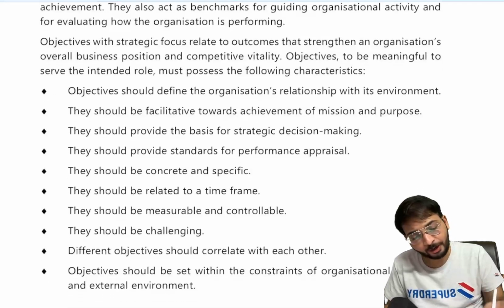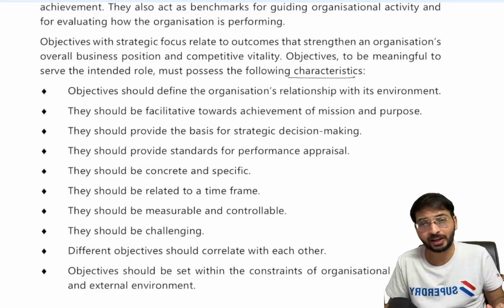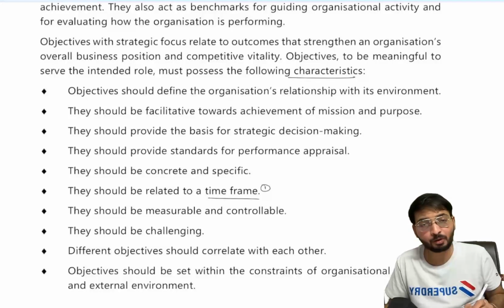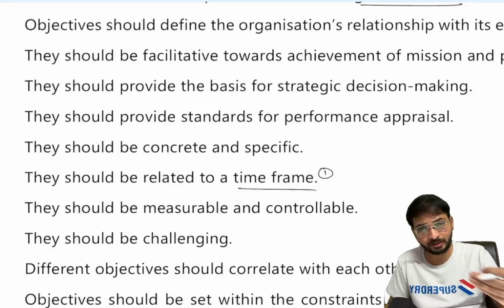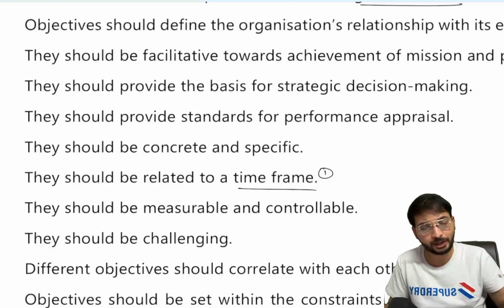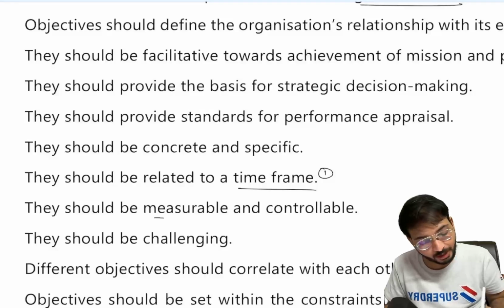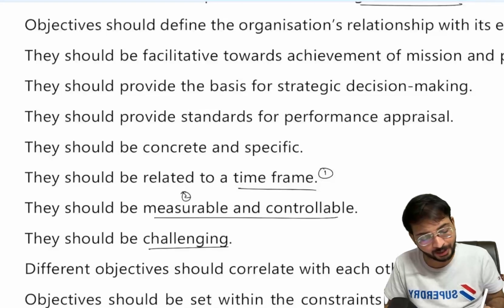So to call something an objective, just like your timetable should have characteristics, an objective also has characteristics. Number one, it should be related to a time frame. Timetable, how will we prepare: today do this, tomorrow I'll do this, the day after tomorrow I'll do this. So that should be related to a time frame. It should be measurable and controllable. So you have to measure it, you have to control it, and it should be challenging.